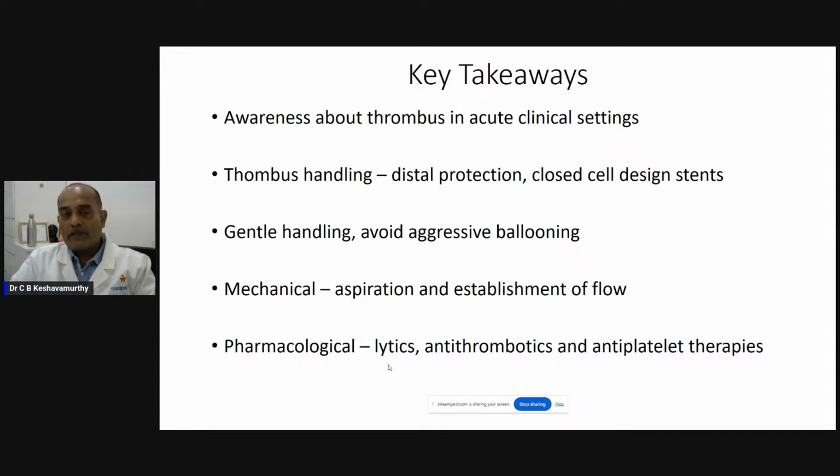So the whole thing is gentle handling, avoid aggressive ballooning, and use all the measures that are available to you, pharmacologically and mechanically. You treat the thrombus gently when it is gentle. You have to be sometimes aggressive with respect to aspiration. We used to routinely aspirate coronary thrombi earlier, but then we realized that that is not working. There is distal embolization, slow flow, no reflow phenomenon. There is not much difference in myocardial salvage. There is an increased risk of stroke in the earlier coronary studies.